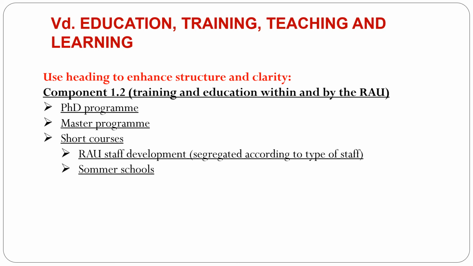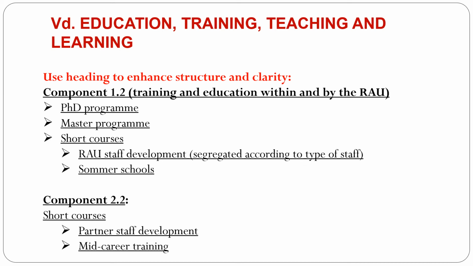These are again examples. It could be that you write component 1-2, training and education within and by the regional anchor university. Here you could describe what PhD programs you will run, how you will run them, what kind of resources you will put into it, who will be involved in designing curriculum and implementing curriculum, what pedagogic and learning approach you would use, and the same for master programs, short courses. It could, for example, be staff development segregated according to the type of staff as mentioned above. It could be summer schools, it could be other things.